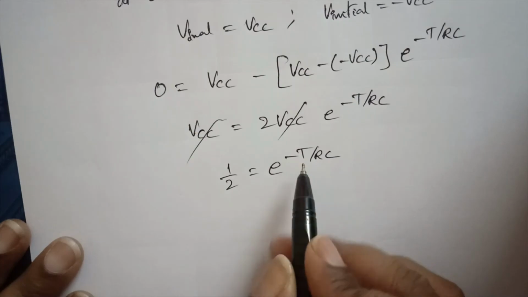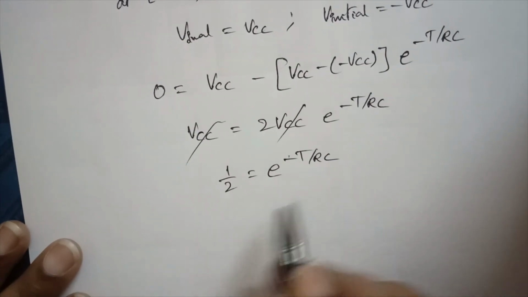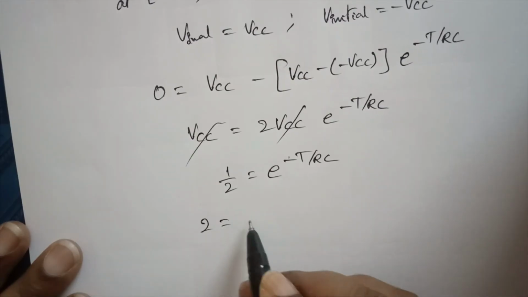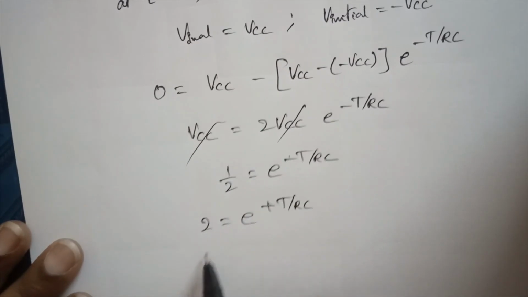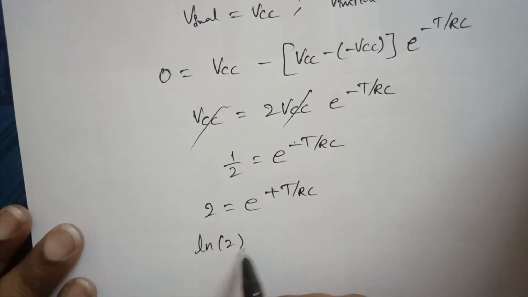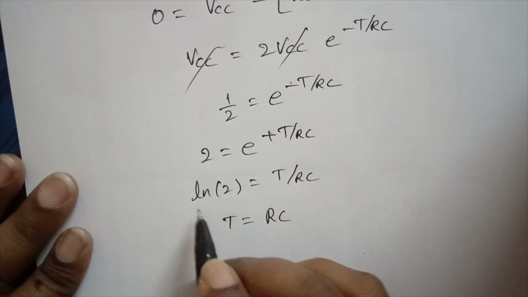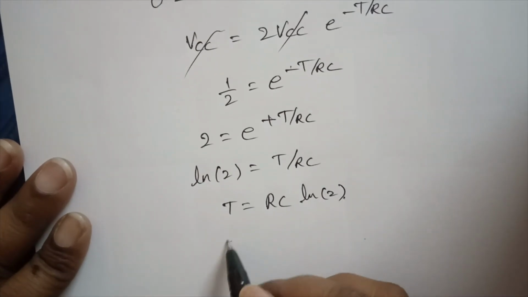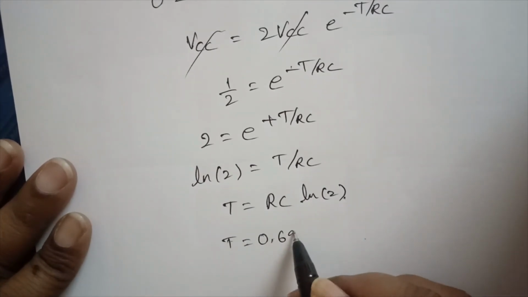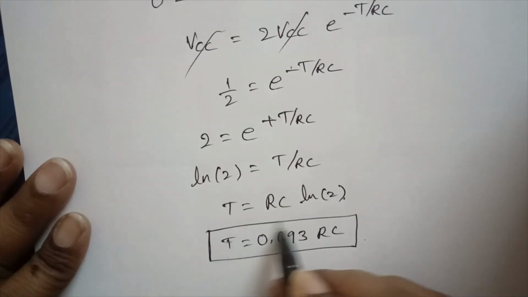To make this plus, we reverse the equation, then we get 2 is equal to e power plus t by RC. Apply the natural logarithm, then we get ln of 2 is equal to T by RC. So we get T is equal to RC into ln of 2. What is the ln of 2 value? 0.693 RC. So this is the time period of the RC network.